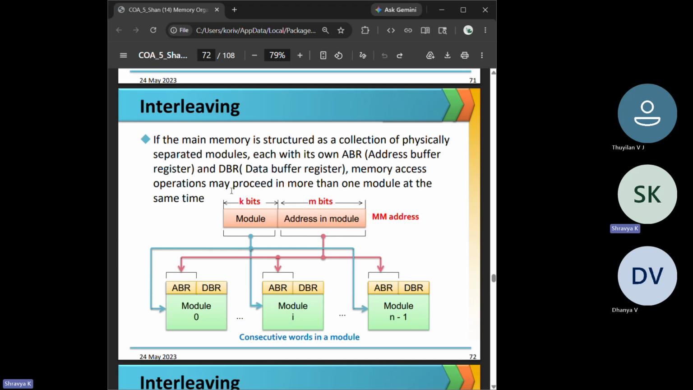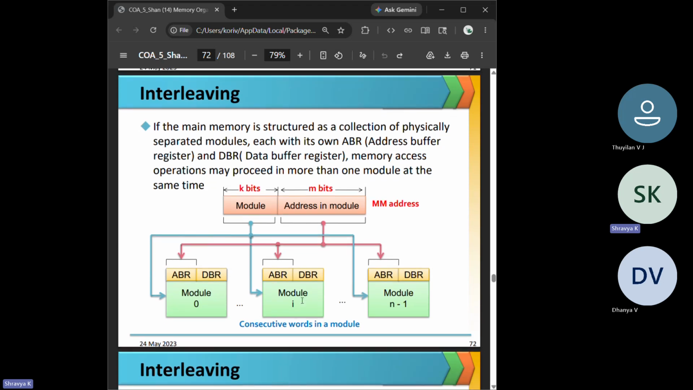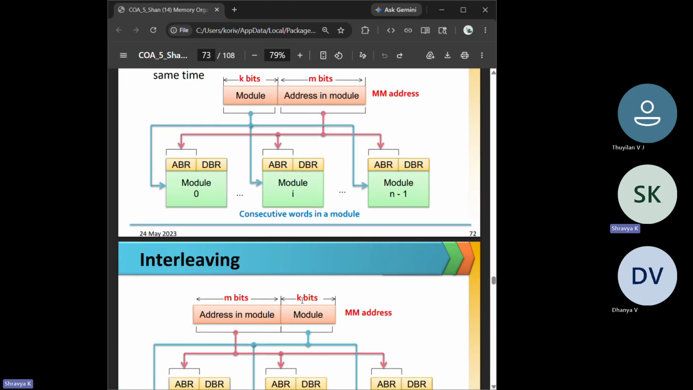So the memory access operations can proceed in one or more modules at the same time. For example, if there's some memory operation happening over here, while that operation is still happening, we can proceed and do an operation over here as well, in the second module. That will reduce the latency, and that is what we call interleaving, right?